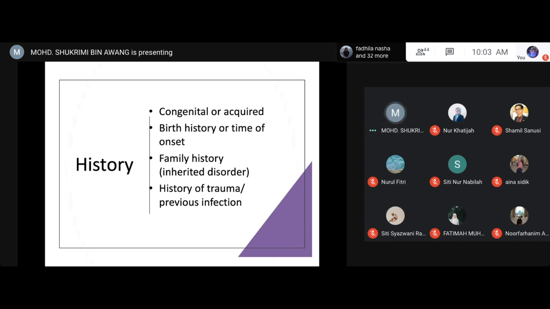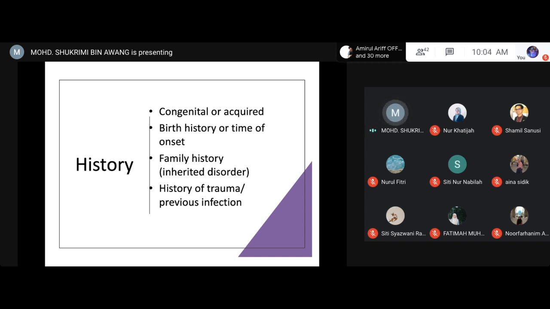Either it is shortening or lengthening. It can be caused by either congenital or acquired. So it may be there from birth or acquired later due to certain causes. Important, you want to know the birth history or the time of onset when the parents start to notice. I'm talking about pediatric. In adults, of course, the patient comes to you following a trauma or a history of infection before.